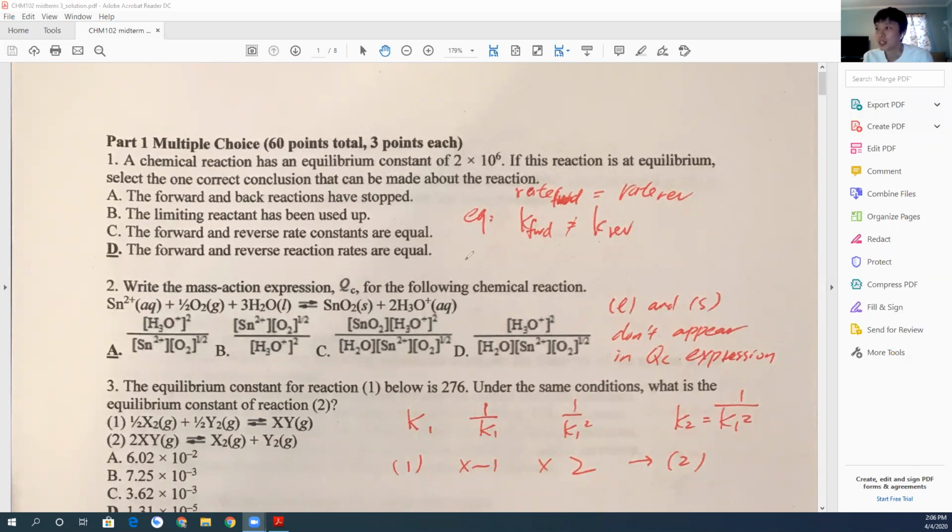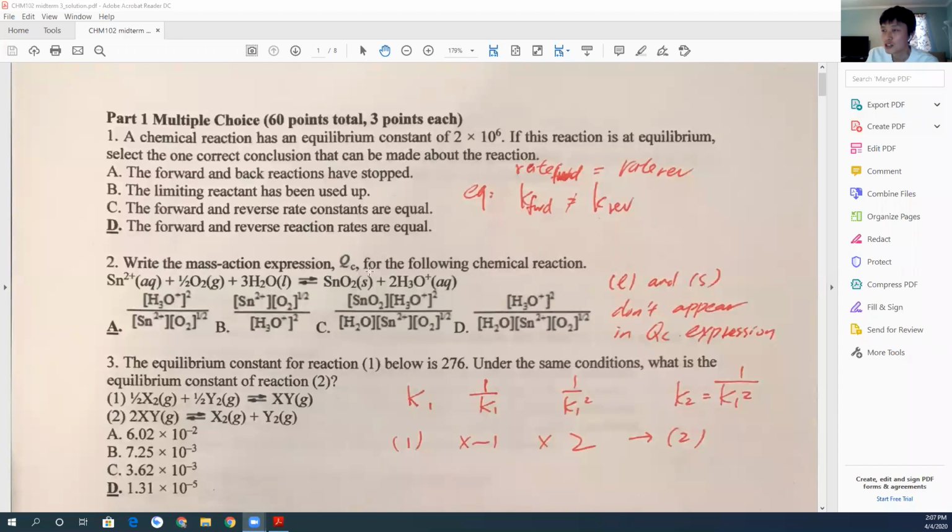Number one, that's the definition for equilibrium. So the answer should be D, right? We want to have the same reaction rate for the forward and the reverse reaction, not the rate constant. Number two, we want to write down the reaction quotient Qc for this reaction.